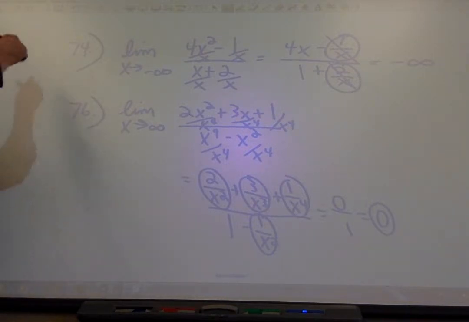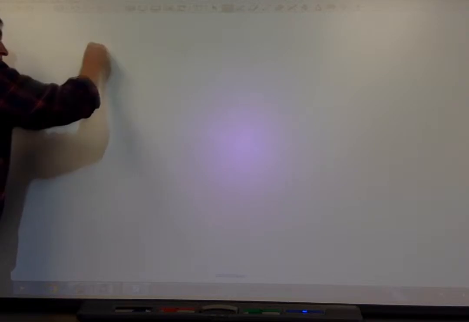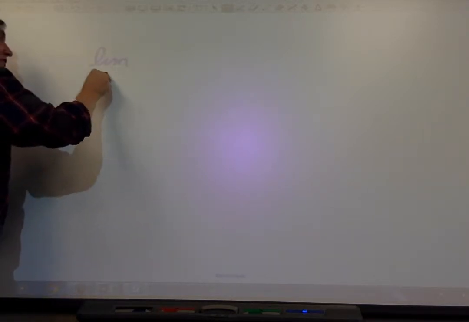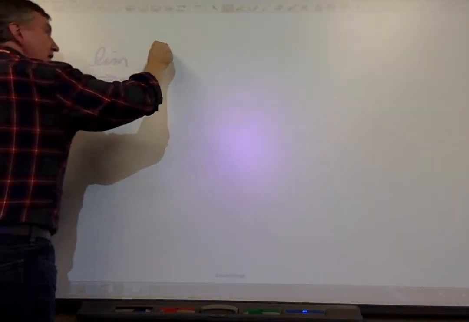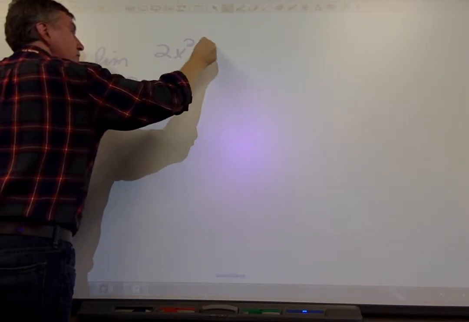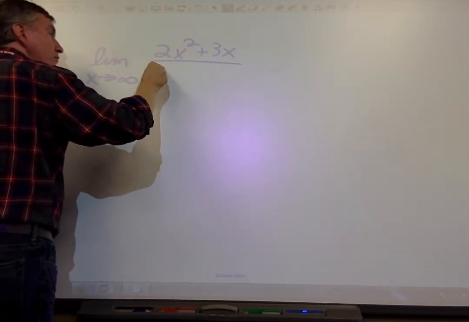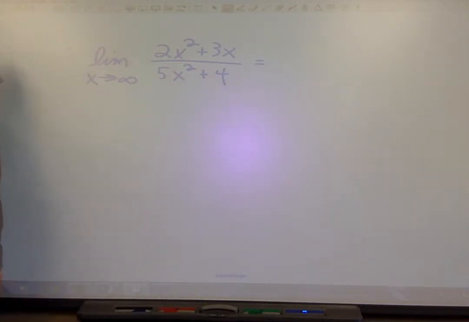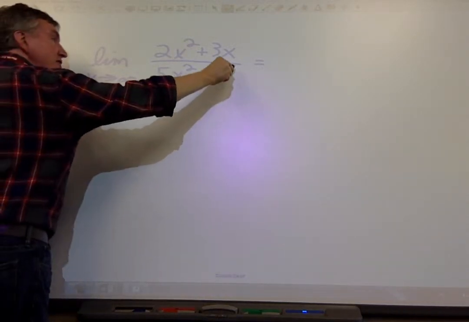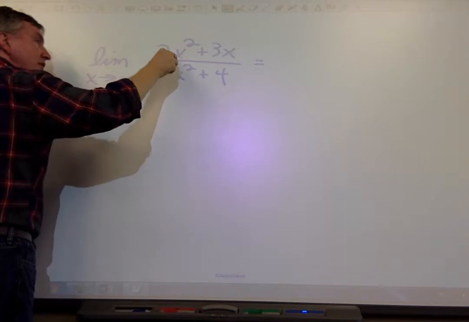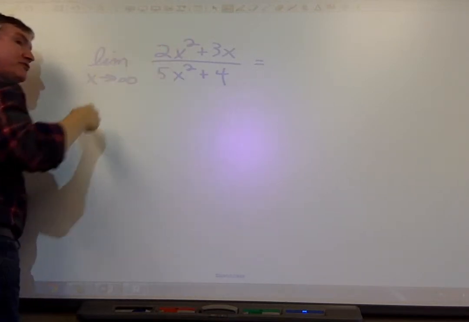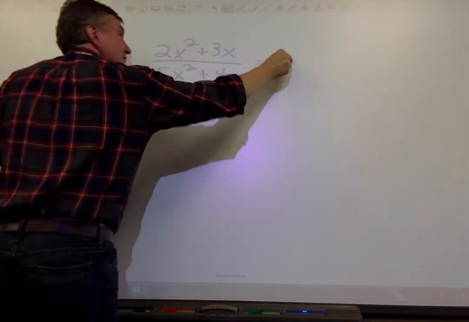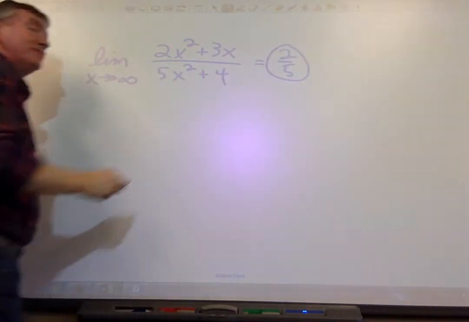I guess the moral of the story then, even if you don't want to use that rule, if I have a limit like this that goes to infinity, could you tell me what the limit is without doing much at all? 2 over 5. If I divide everything by x squared, everything would go to 0 except this would cancel and leave 2/5, wouldn't it? That's what I'm getting at.